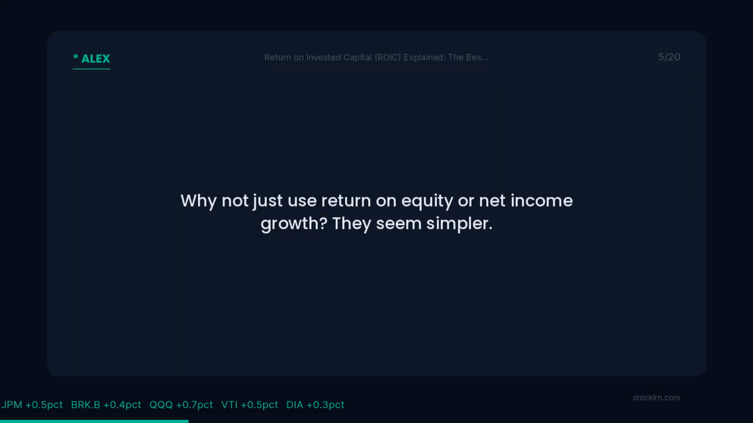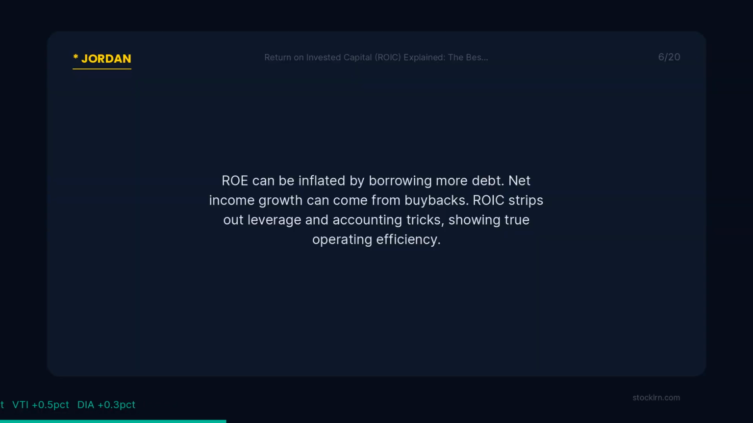Why not just use return on equity or net income growth? They seem simpler. ROE can be inflated by borrowing more debt. Net income growth can come from buybacks. ROIC strips out leverage and accounting tricks, showing true operating efficiency.